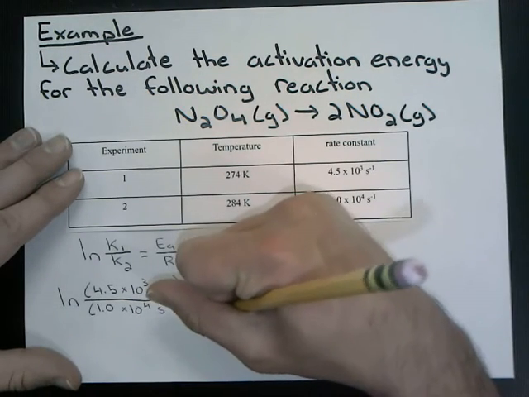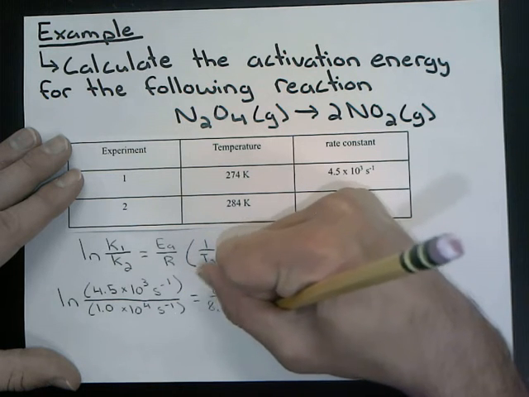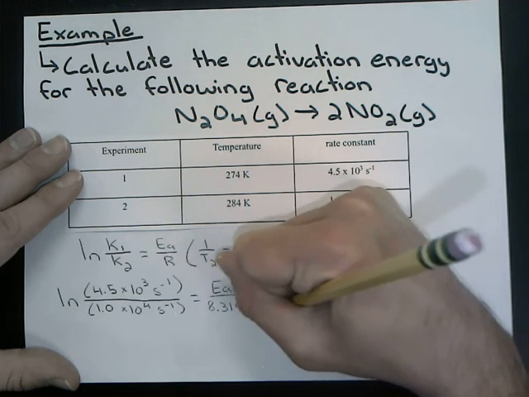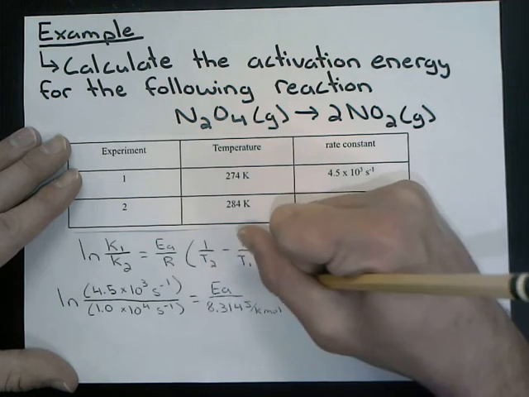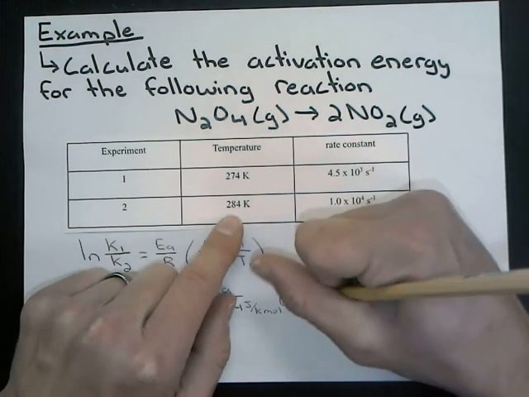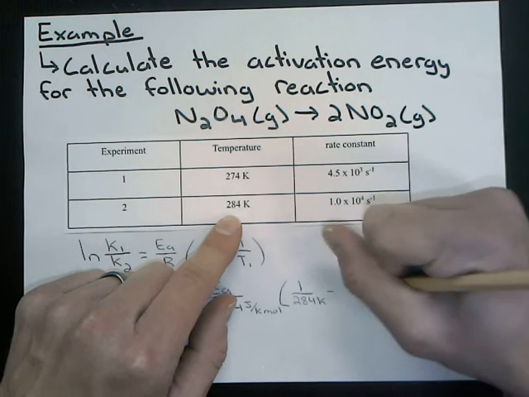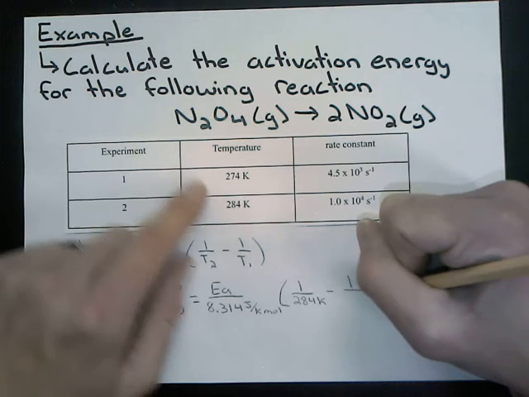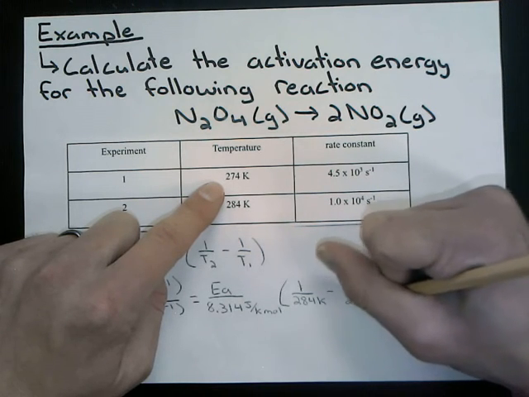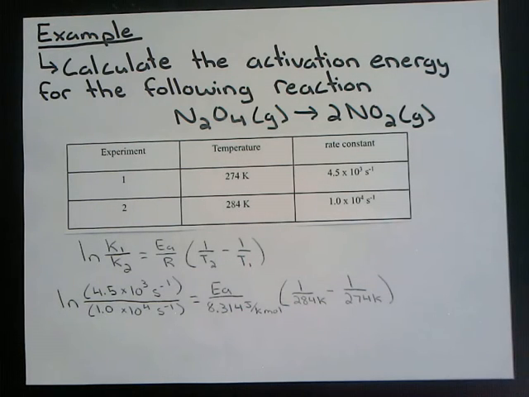So we have 8.314 joules per Kelvin mole. Now, we multiply that by 1 over the second temperature, so 284 Kelvin, minus 1 over the first temperature, which is 274 Kelvin. Okay, so all we're going to do is plug these values into our calculator.